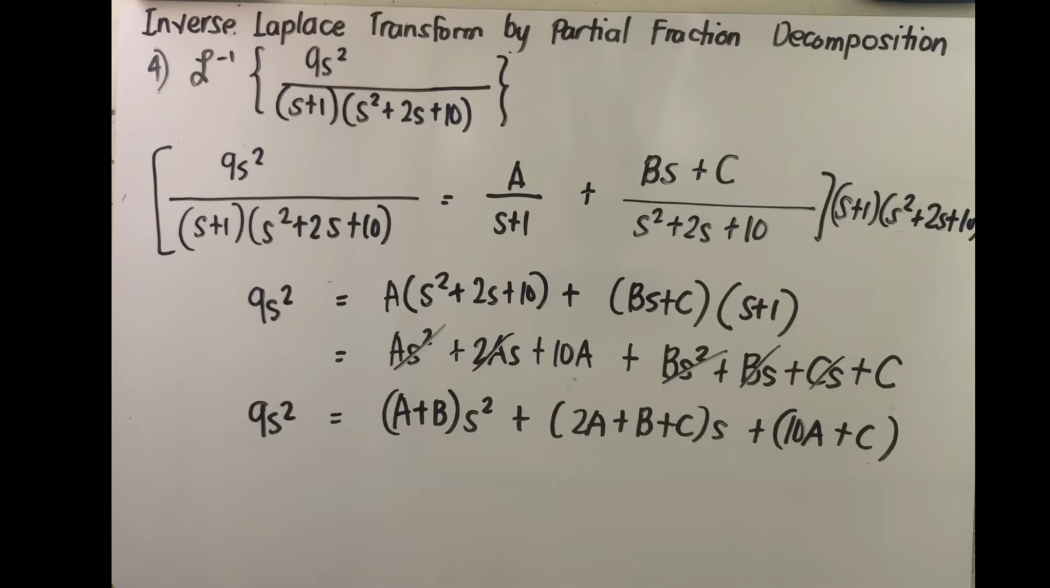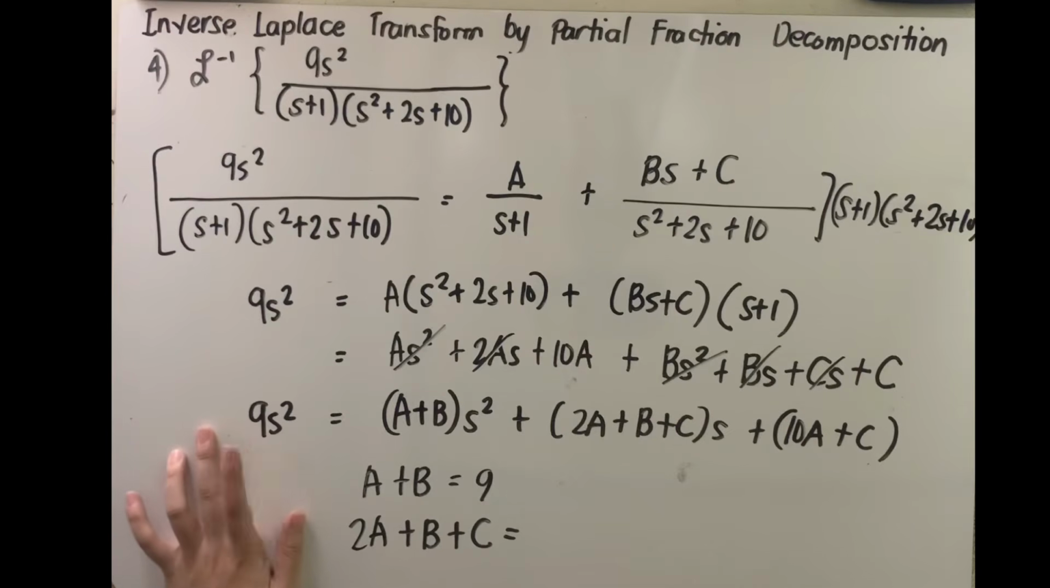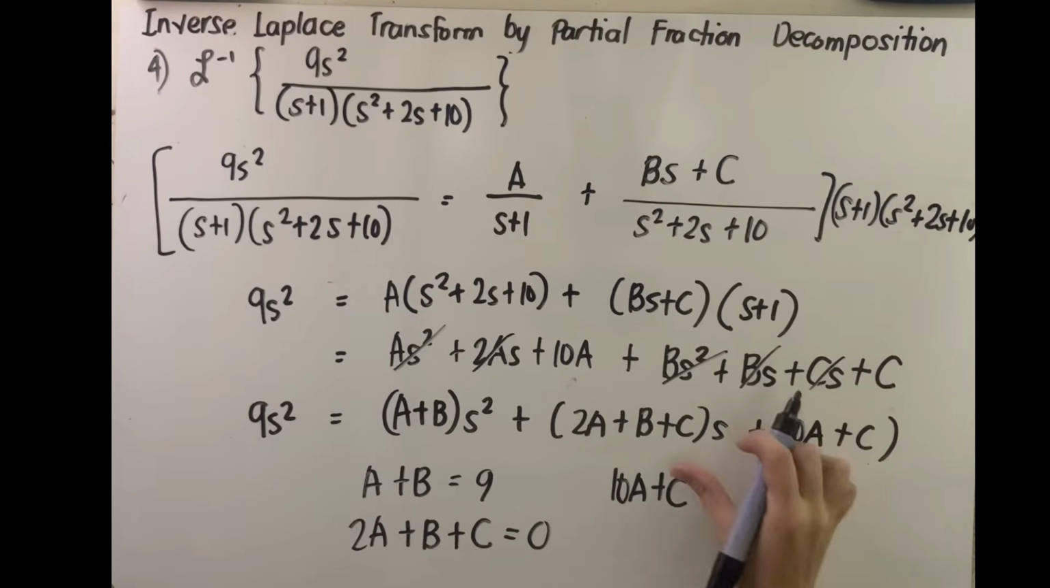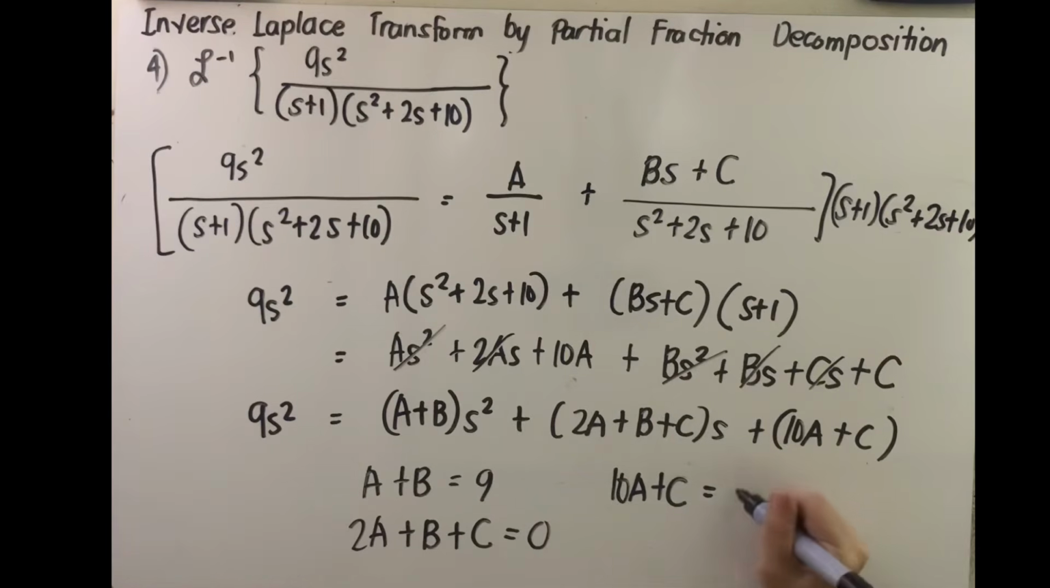So, equating coefficients, you will get a plus b equal to 9. Because that is our quadratic term here, a plus b, and your quadratic term here has a coefficient of 9. And then our s term is 2a plus b plus c. The s term on the right side equates to the s term on the left. We have no s term here, so that would be 0. And then, the last thing would be your constant, which is 10a plus c. But unfortunately, we do not have a constant on the left side, so this is also 0.